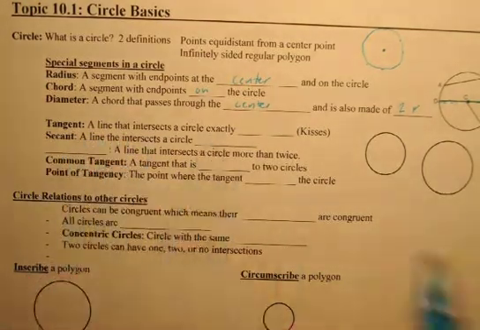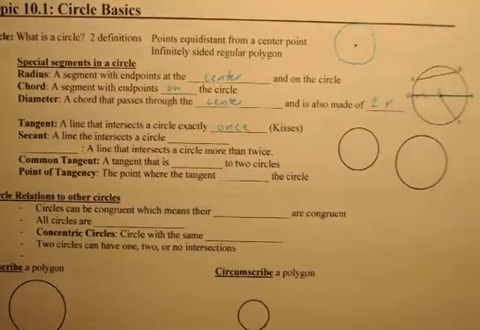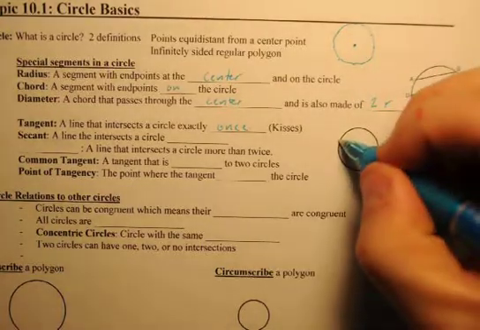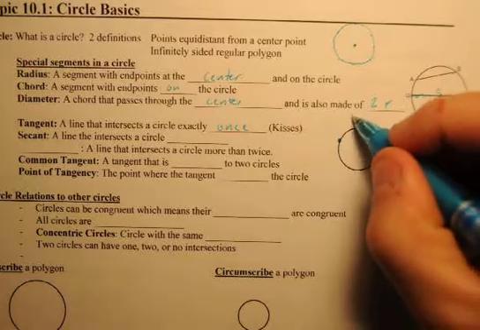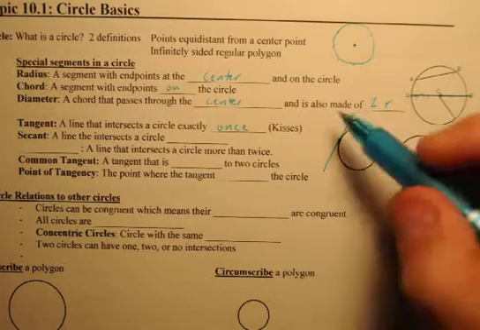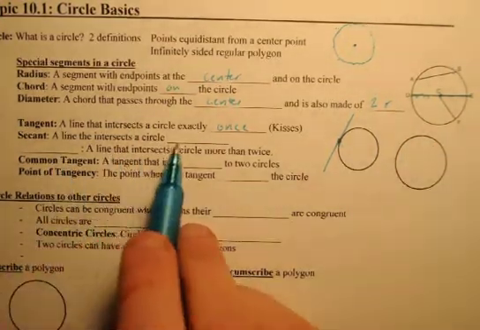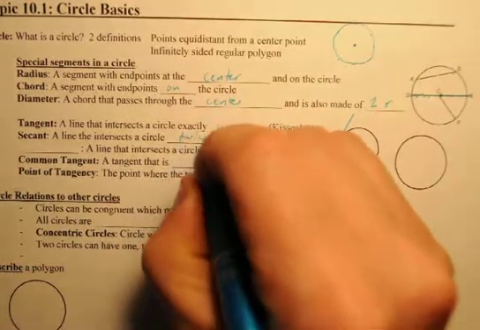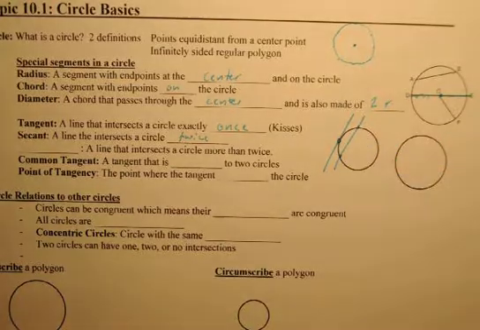A line that intersects a circle exactly once comes from the Latin word to kiss. So for example, this is a point on the circle, and this is a tangent line. It just touches the circle once. Whereas a secant line intersects a circle twice. So like this would be a secant line. Alright, so you got a tangent line and a secant line.